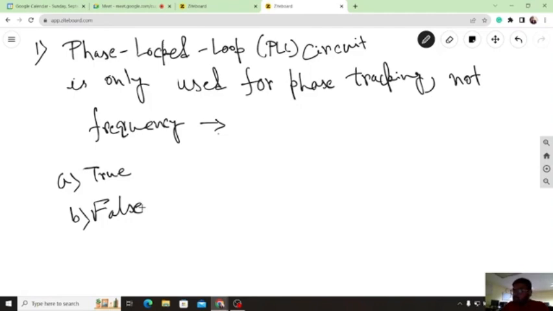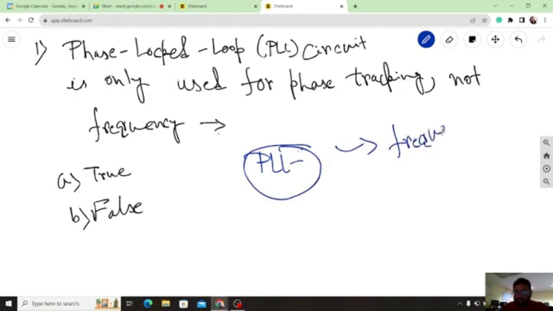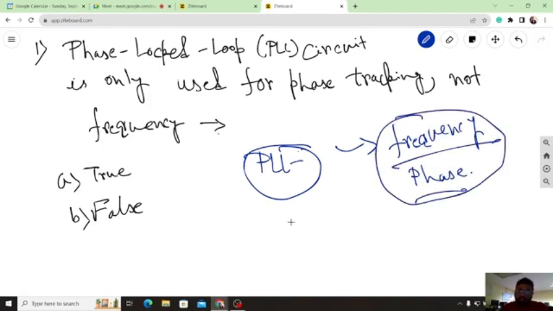Yes, this is false, because we know if we use the PLL circuit, that can also be used for tracking the frequency and also phase. It depends on what sort of modulation we are taking. If it is FM, then we can use the frequency modulation.